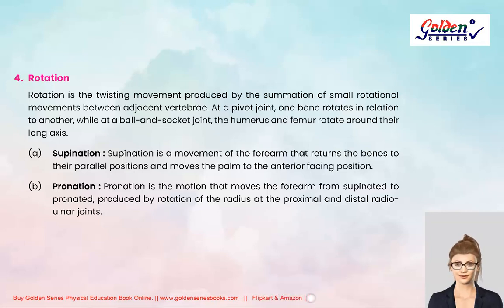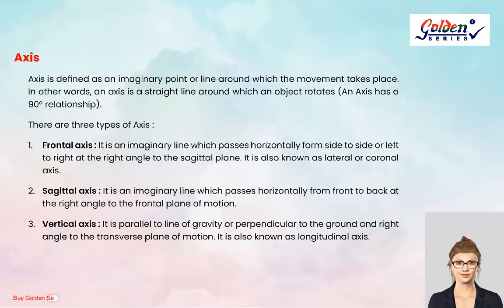A. Supination. Supination is a movement of the forearm that returns the bones to their parallel positions and moves the palm to the anterior-facing position. B. Pronation. Pronation is the motion that moves the forearm from supinated to pronated, produced by rotation of the radius at the proximal and distal radioulnar joint axis.